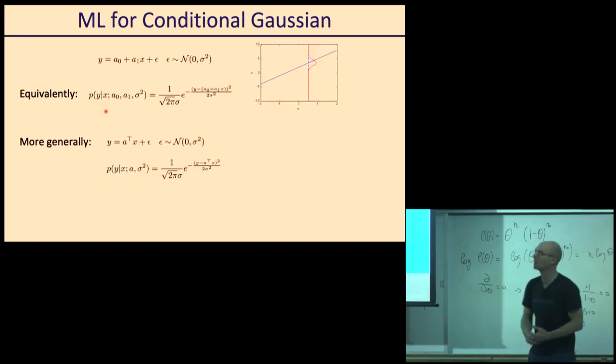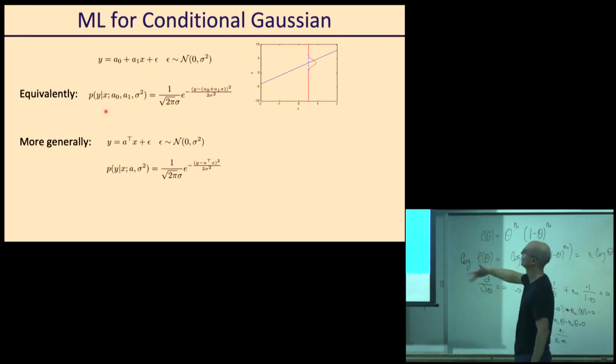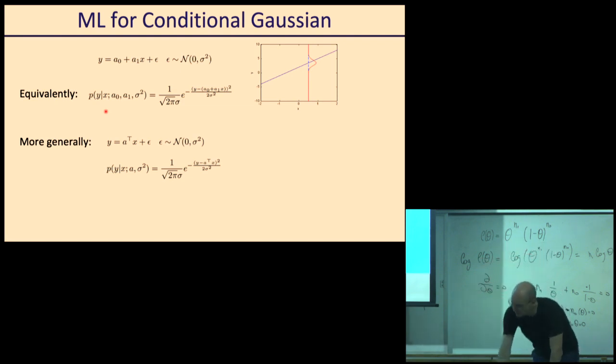A conditional Gaussian would be where you have a distribution where y is effectively a linear regression of x, but it could be higher dimensional, of course. Y equals a0 plus a1 x plus noise. That's a linear Gaussian from 1D to 1D. You can get a bunch of samples, work through it, and find the maximum likelihood estimate. What is it going to be? Well, you have to do some math.